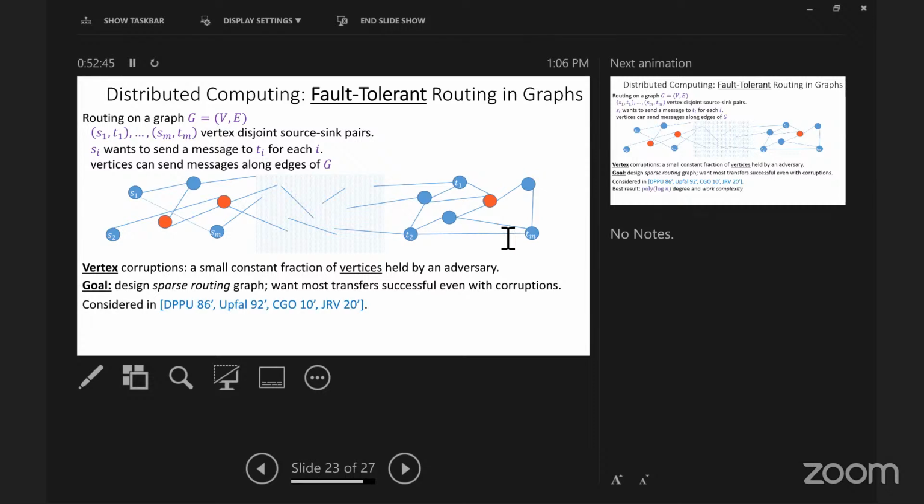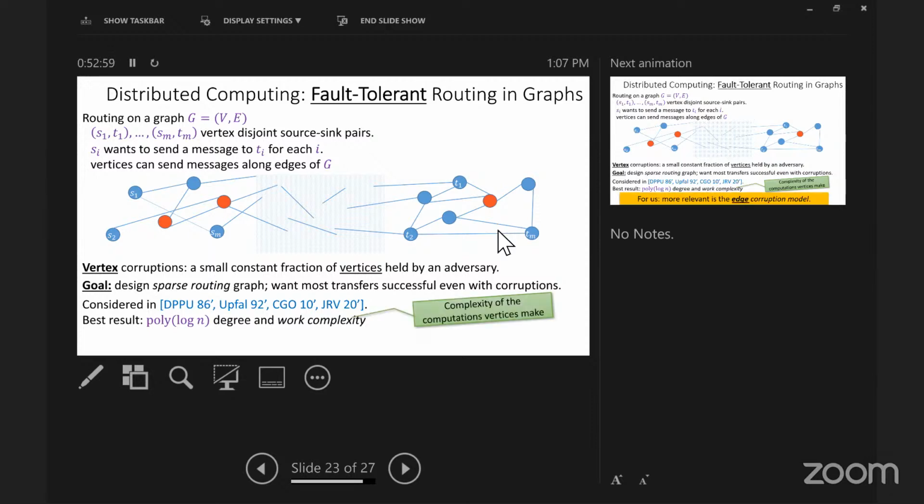And this problem has been considered since the 80s, and it is known that there are graphs with polylogarithmic degree and polylogarithmic work complexity which achieve that. This notion of work complexity is sort of what I referred to earlier as the congestion. This is the total amount of computation that each vertex makes throughout the protocol. So you want it to be polylogarithmic. Cool.